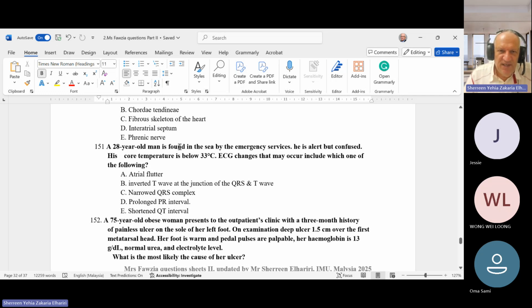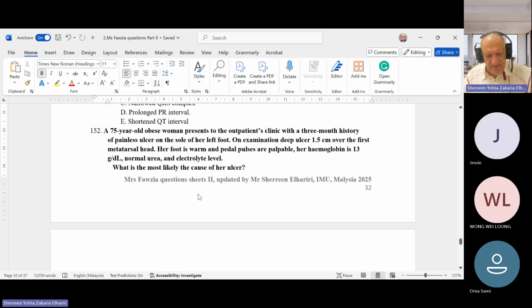A 28 year old man is seen in the emergency service. He's alert but confused. His core temperature is below 33. ECG changes that may occur include which of the following? He just needs to ask, if the patient has hypothermia, what ECG change occurs in hypothermia. Okay, we will discuss it later in detail, but what we find in hypothermia is a prolonged PR interval. Sometimes you have artifact because of shivering and all this. So prolonged PR interval.